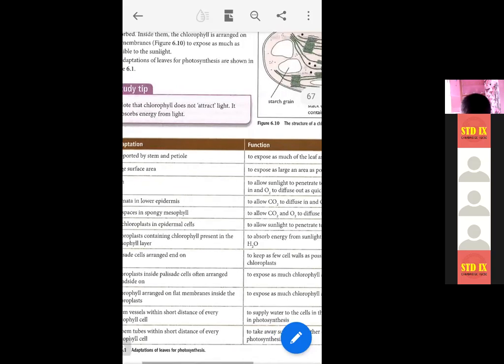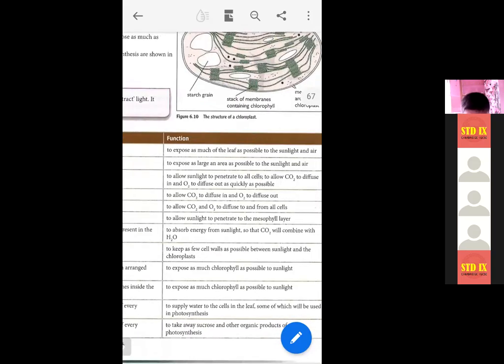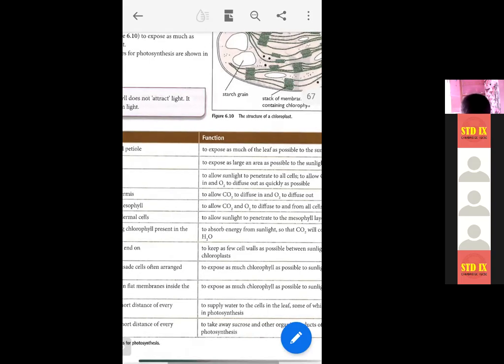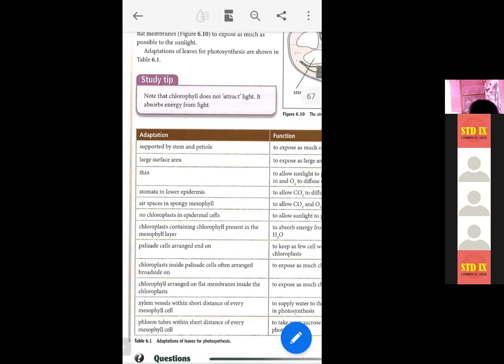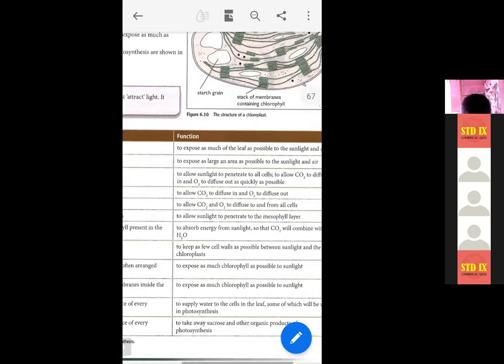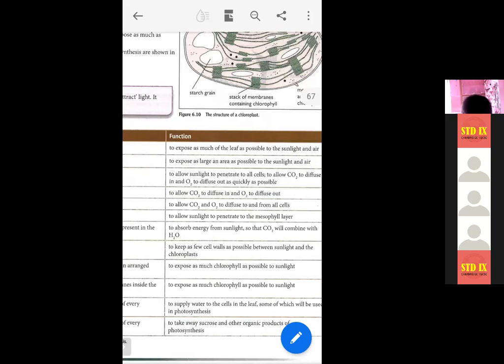Here also it is written to expose as much chlorophyll as possible to the sunlight. Chlorophyll is arranged on flat membranes inside the chloroplast to expose as much chlorophyll as possible to sunlight. Though it is written in a different way, the answer is the same: to absorb as much sunlight as possible.